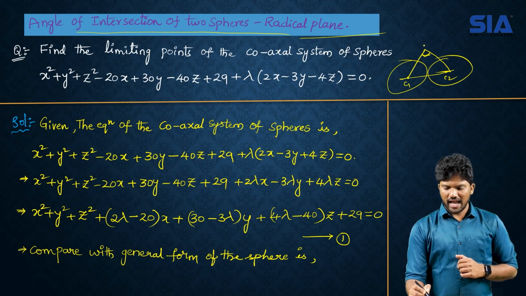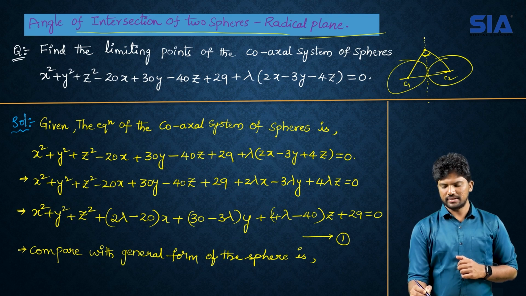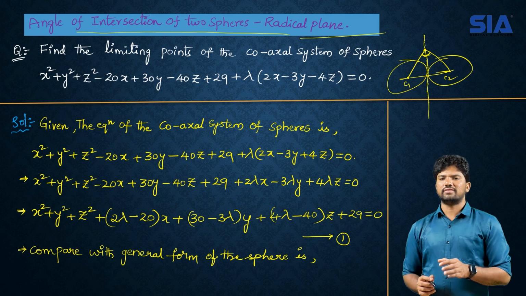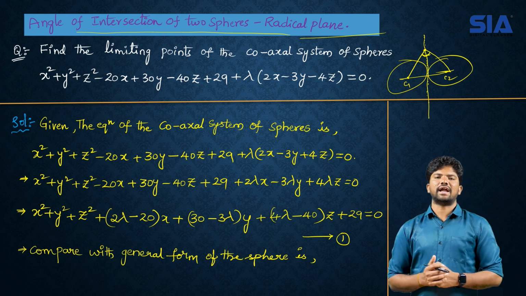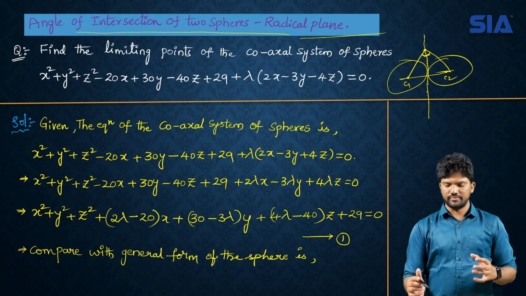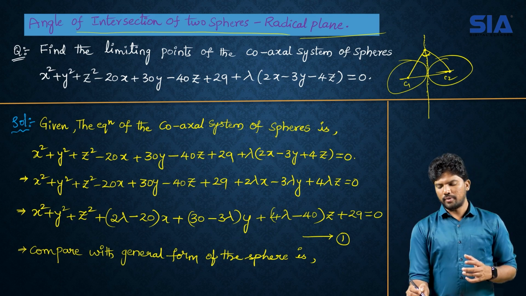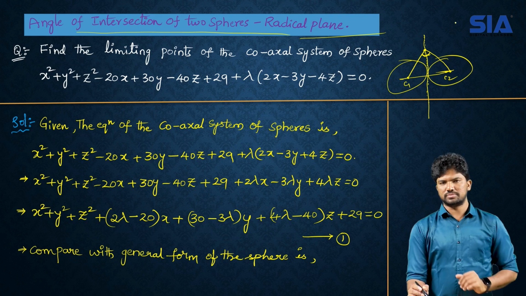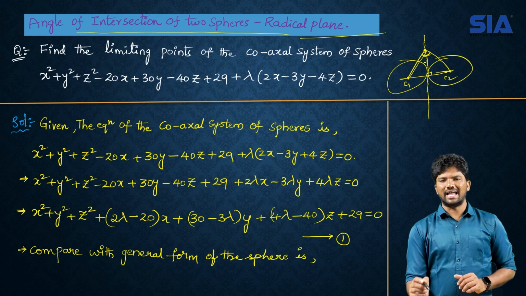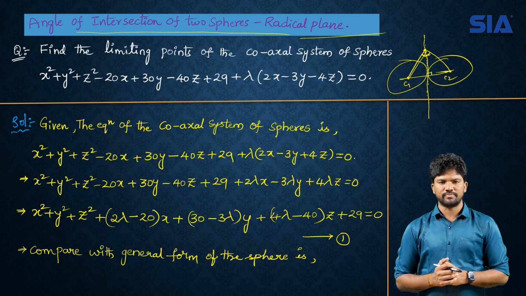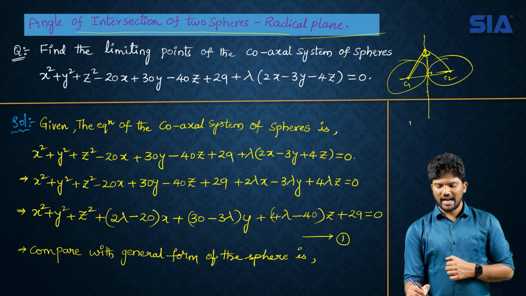Wherever the intersection point is, if the locus of that intersection point is a straight line, that is, if you join all the points, then you will get a straight line. That straight line is called a radical plane. That means the powers of the point from the centers of the two spheres are equal, and it is perpendicular to the line joining the centers of the spheres. That line is called the radical line.